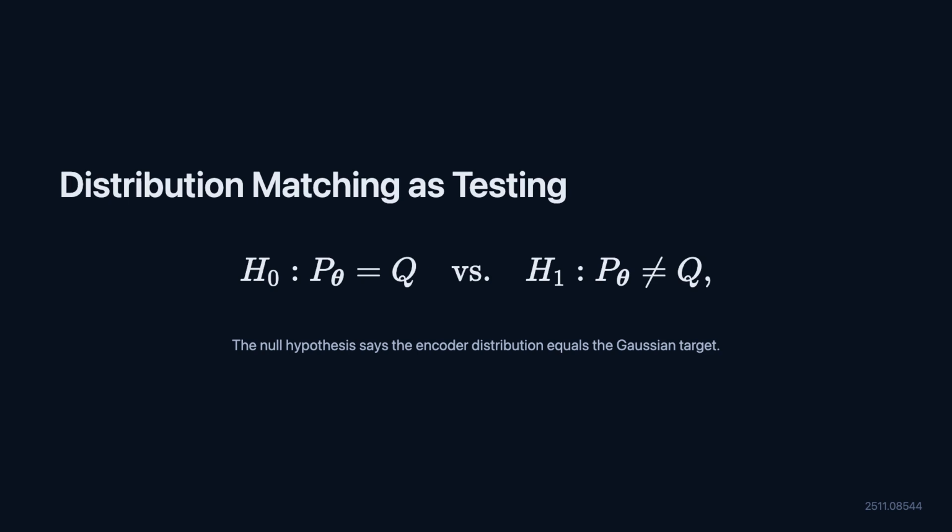The statistical framing is important. The method treats distribution matching as a hypothesis test. Are the encoder's embeddings drawn from the target Gaussian or not? Then it reduces the multivariate test to many directional univariate tests. This works because, in principle, a distribution is determined by all of its one-dimensional projections. Practically, SIGReg samples a manageable number of directions and resamples them during training.